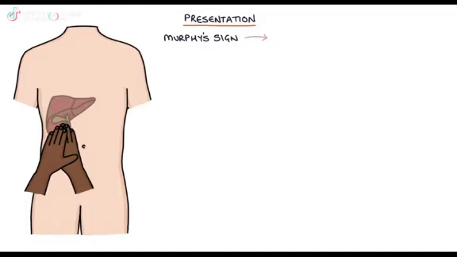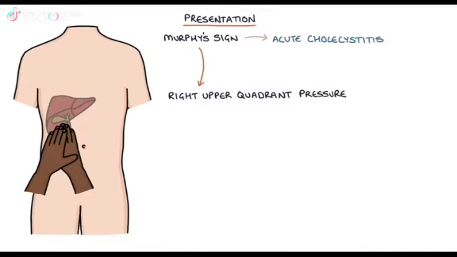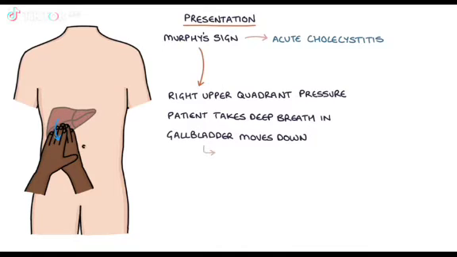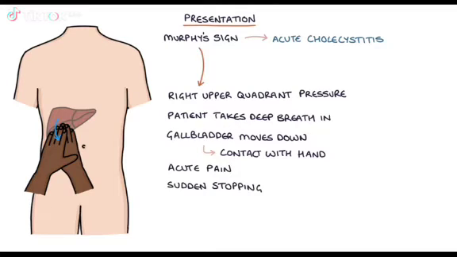Murphy's sign, which is suggestive of acute cholecystitis, can be tested by placing a hand in the right upper quadrant and applying pressure, asking the patient to take a deep breath in, and when the patient does this, the gallbladder will move downwards during inspiration and come in contact with your hand. Stimulation of an inflamed gallbladder as it rubs past your hand during inflammation will result in acute pain and sudden stopping of inspiration. So if the patient experiences sudden acute pain as well as stopping breathing in, this is a positive Murphy sign and suggests acute cholecystitis.